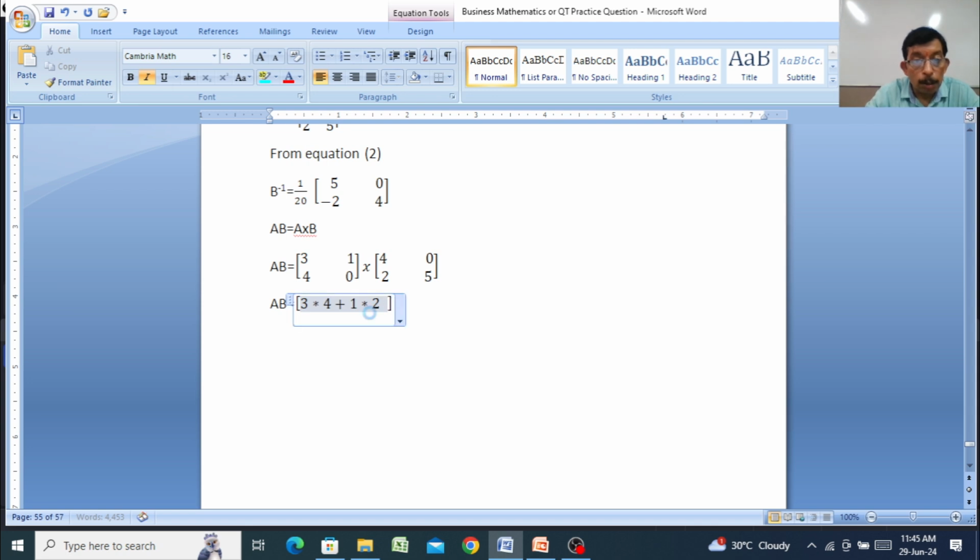Now the first row multiplied by the second column: 3 multiplied by 0, then taking the sign plus, and the second element is 1, the corresponding element is 5, 1 multiplied by 5. Then the next, second row, first column: 4 multiplied by 4 plus 0 multiplied by 2.